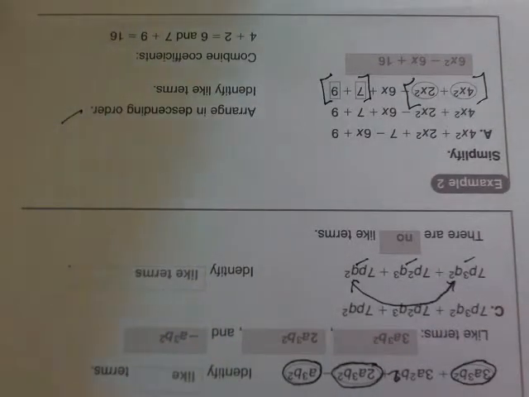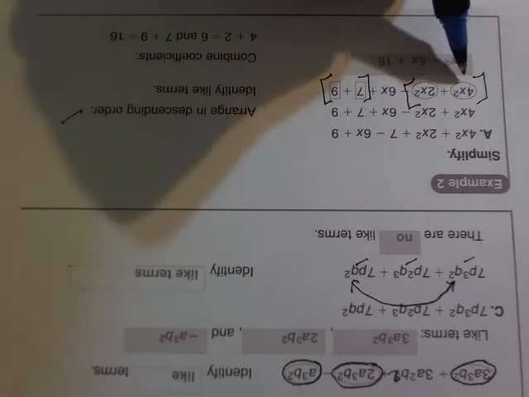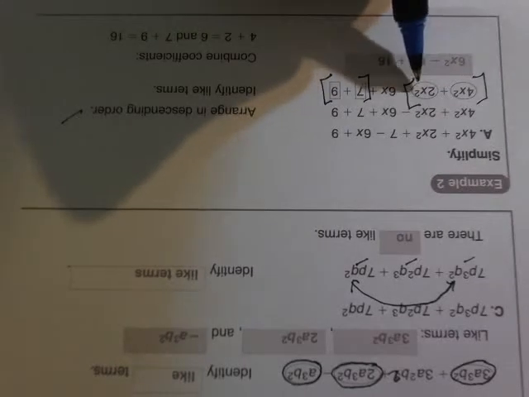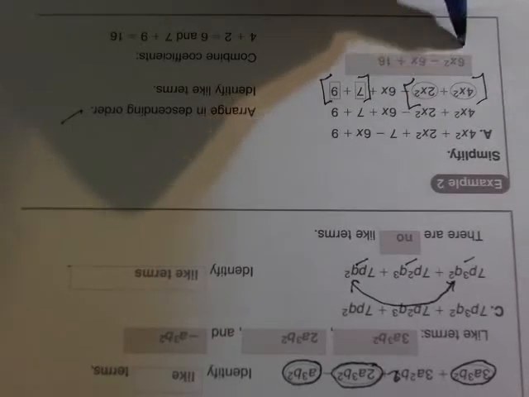Alright, so let's go ahead and combine those like terms. We've got 4x squared plus 2x squared. Well, think of it this way. If I were to give you 4x squared, and then I were to give you 2 more x squareds, how many x squareds would you have? Well, you'd end up with 6x squared, which is why it says 6x squared.